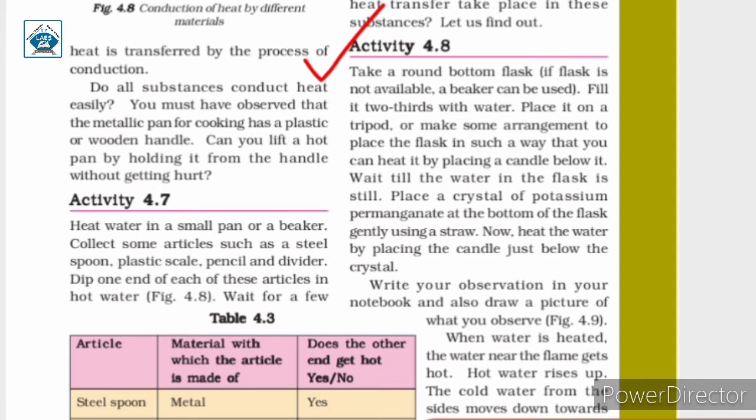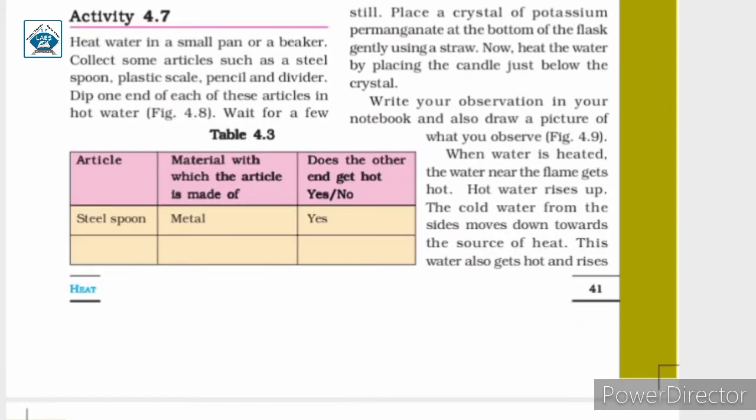Wait till the water in the flask is still. Place a crystal of potassium permanganate at the bottom of the flask gently using a straw. Now heat the water by placing the candle just below the crystal. Write your observation in your notebook and also draw a picture of what you observe.